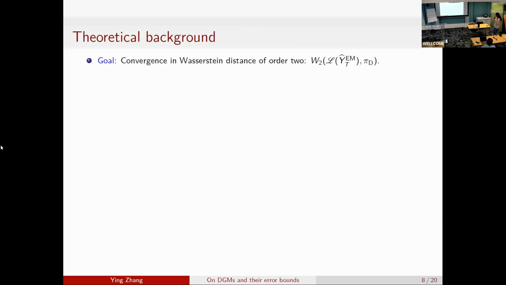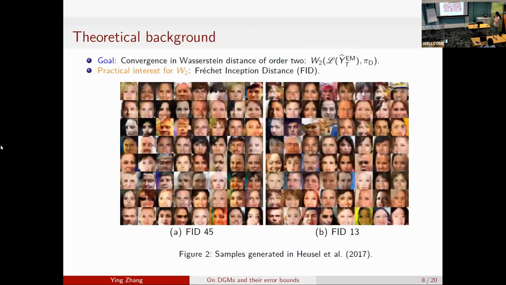So our goal is to establish the convergence result in Wasserstein 2 distance. That is, we want to find an upper bound for this quantity. The reason that we want to consider the Wasserstein 2 distance from theoretical point of view is because it connects to the strong L2 error, and we have tools from stochastic analysis to upper bound this type of distance.